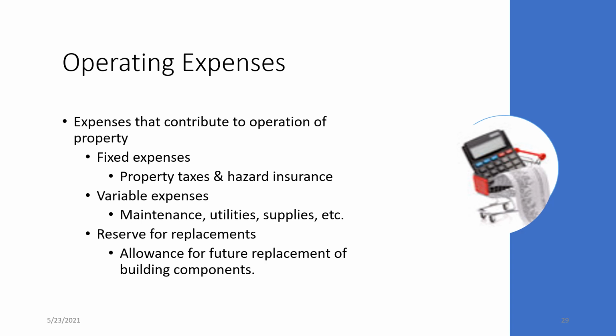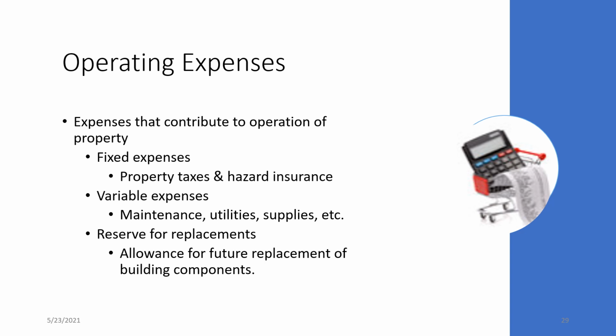Variable expenses, on the other hand, will go up and down depending upon your occupancy rate. Maintenance, utilities, supplies, etc. So an example of a variable expense would be a water bill. If you as the landlord pay the water bill for your tenants in the apartment complex, the more tenants you have, the higher your water bill is going to be.